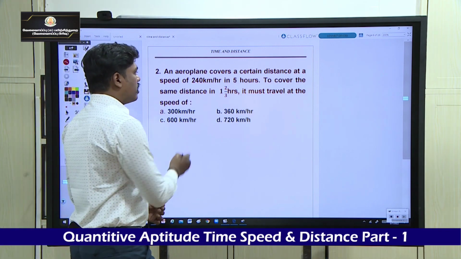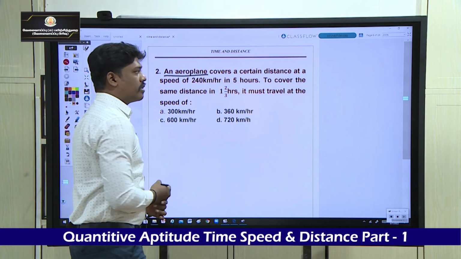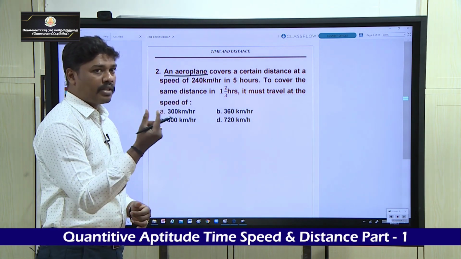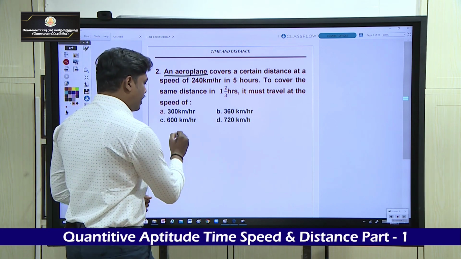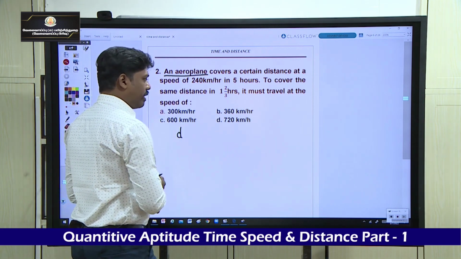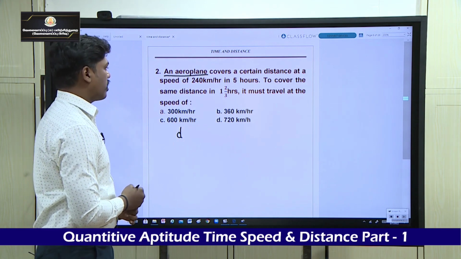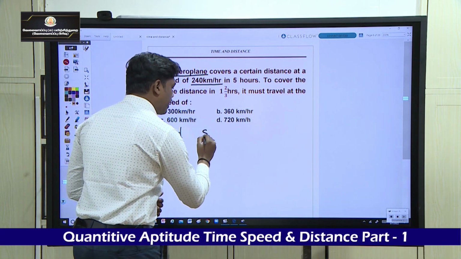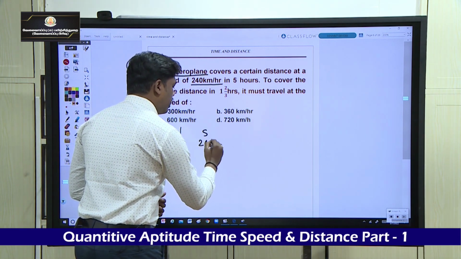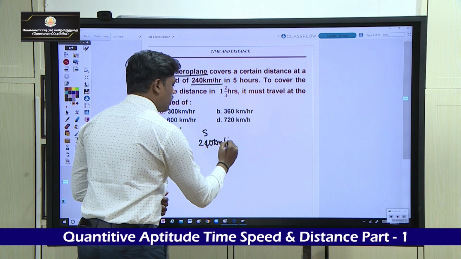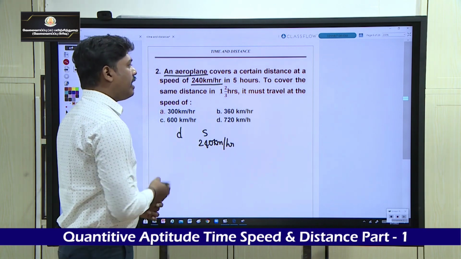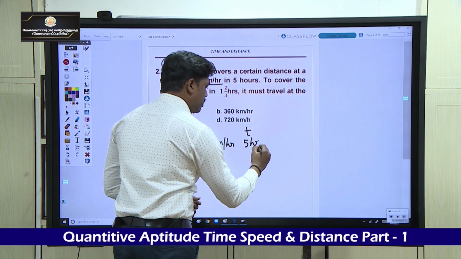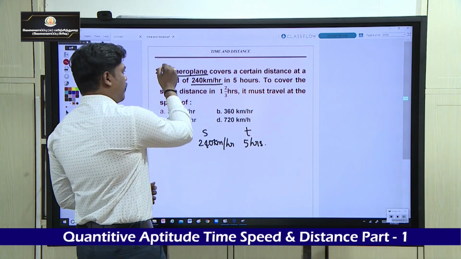So look at the second sum here. An aeroplane covers a certain distance. They have not given the distance here. So certain distance means take it as D here. The distance I am taking as D, at a speed of 240 kilometer per hour in 5 hours. So the speed here is 240 kilometer per hour, and the time is 5 hours. This is the first part here.